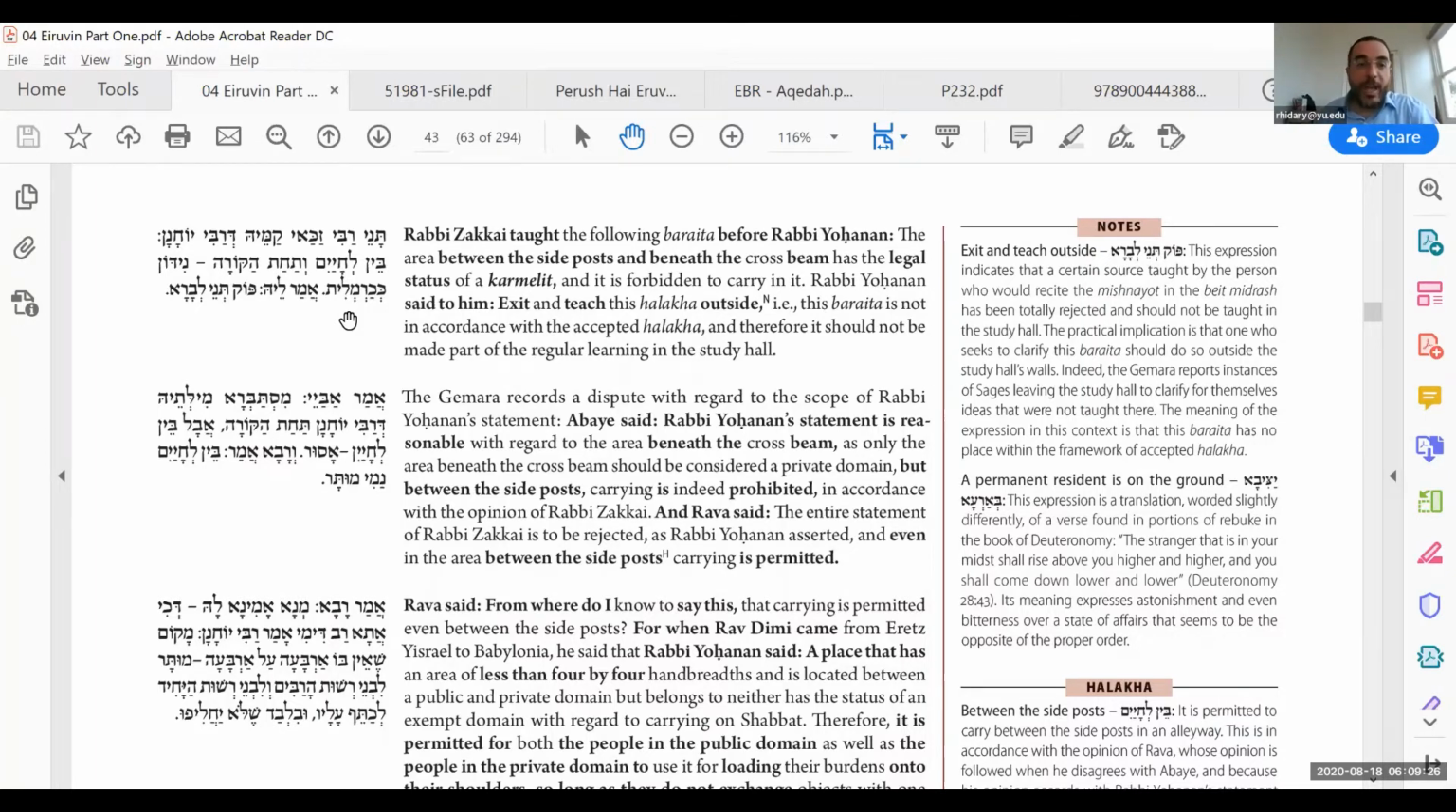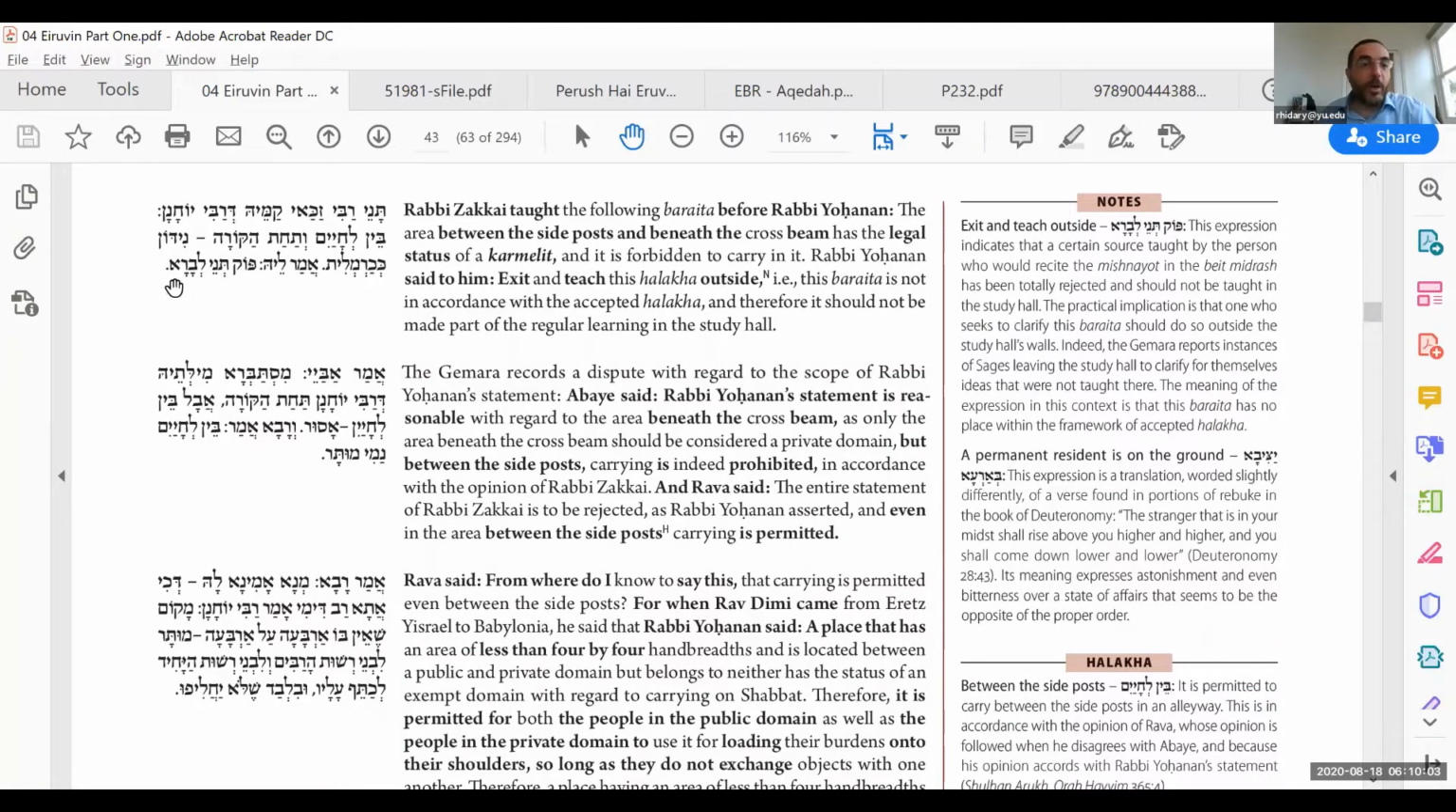When Rabbi Yochanan heard that, he said, Amar le puk taneh lebara. He said, get out of here, right? Go and teach that outside. In other words, this baraita is not acceptable as halacha. It's not a correct tradition. So he said, go take your baraita and teach it somewhere else, not here. This is the source of the word baraita, right? It's something that is outside. Usually a baraita has some authority and we accept it, but this one is a rejected baraita.